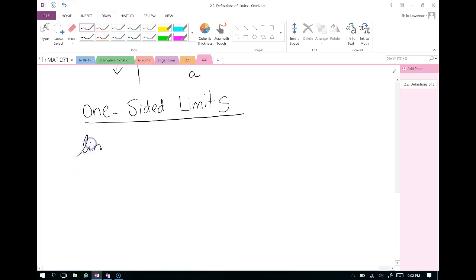So if we were to see the limit as x approaches a, and then a little minus sign as a superscript, so it's in the exponent position, but it's not an exponent. It's called a superscript. This means we are only concerned with what's happening in our f of x function as we approach a from the left.